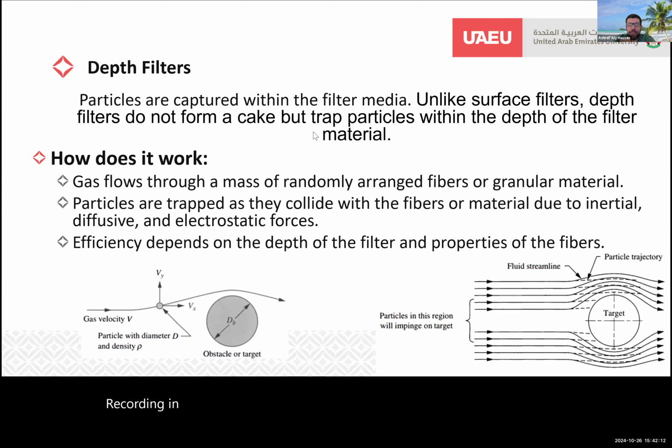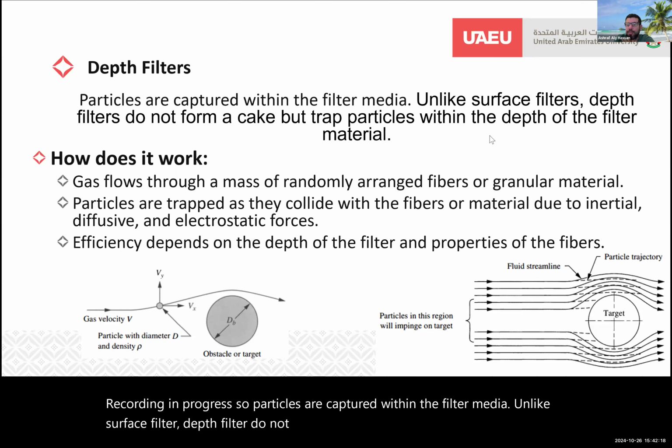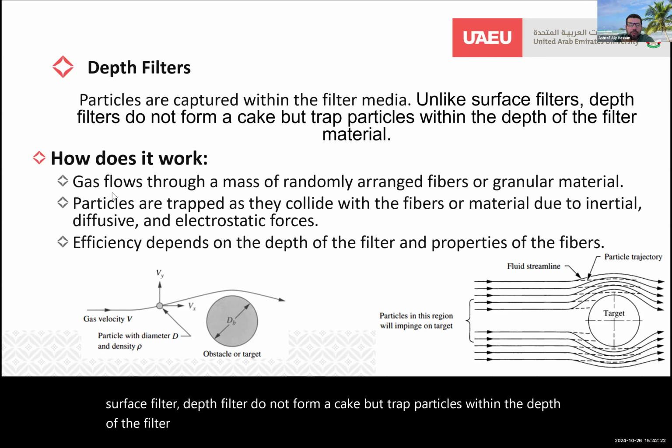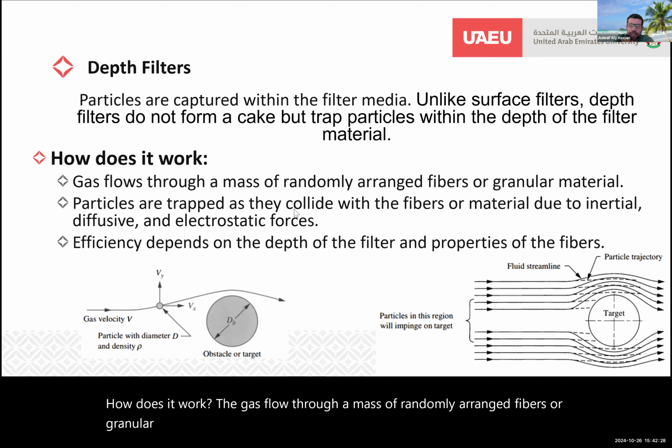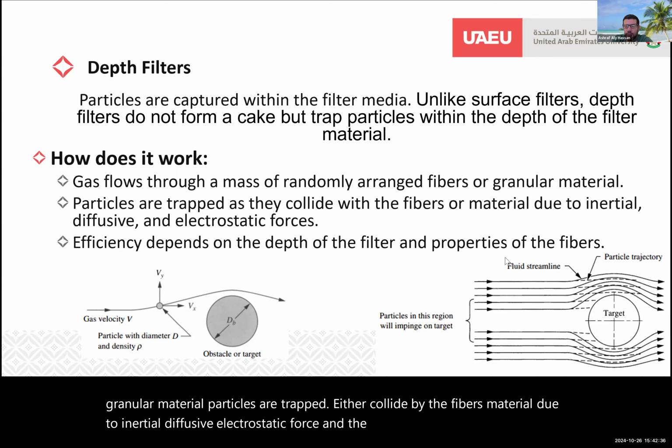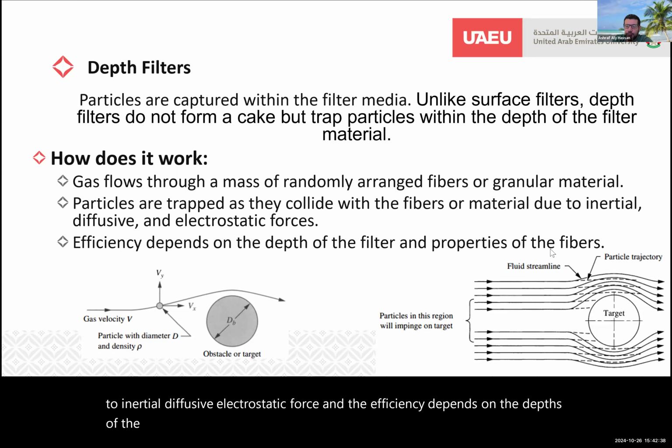So particles are captured within the filter media. Unlike surface filters, depth filters do not form a cake, but trap particles within the depth of the filter material. How does it work? The gas flows through a mass of randomly arranged fibers or granular material. Particles are trapped, either colliding with the fiber material due to inertial, diffusive, or electrostatic force, and the efficiency depends on the depth of the filter media and the properties of the fibers.